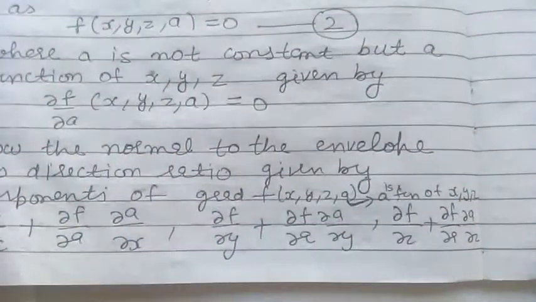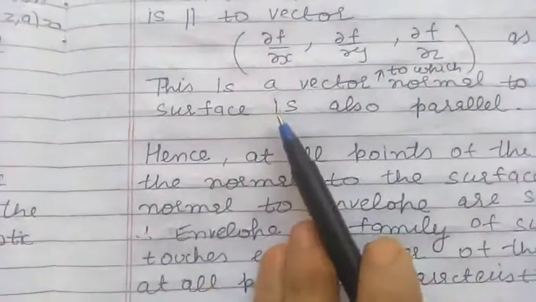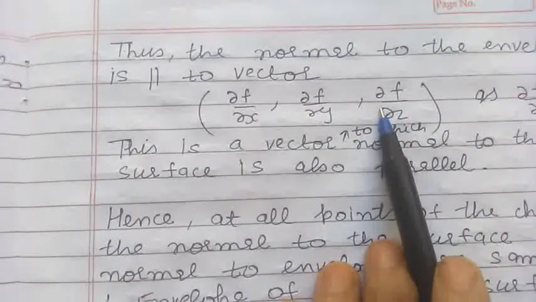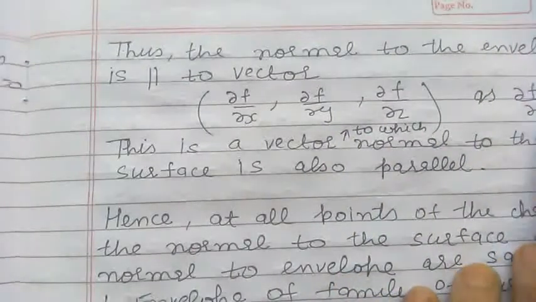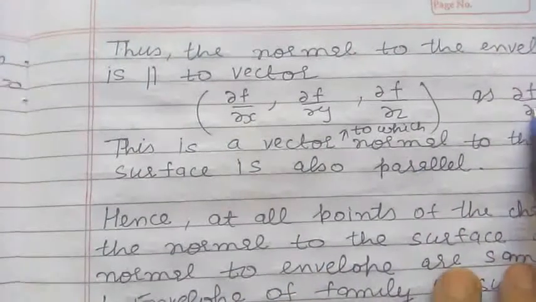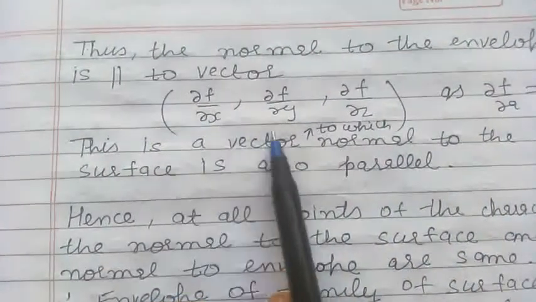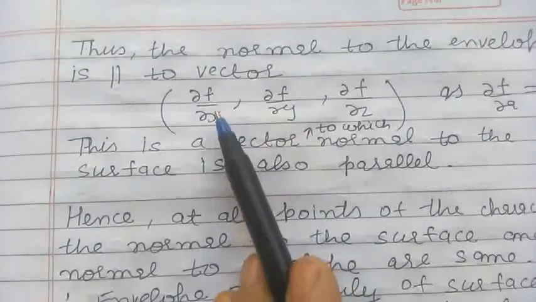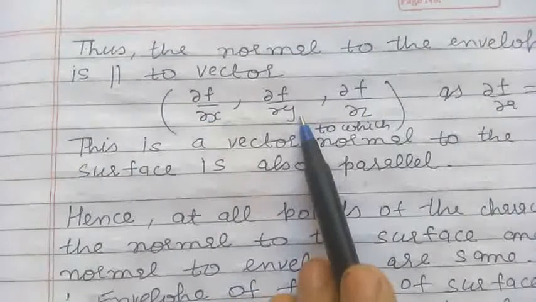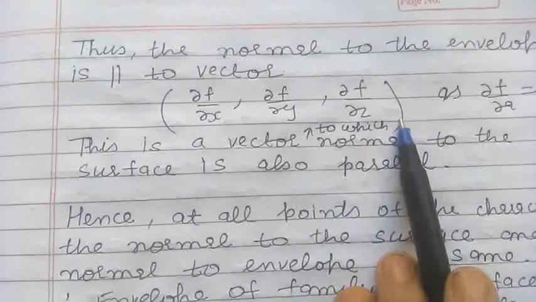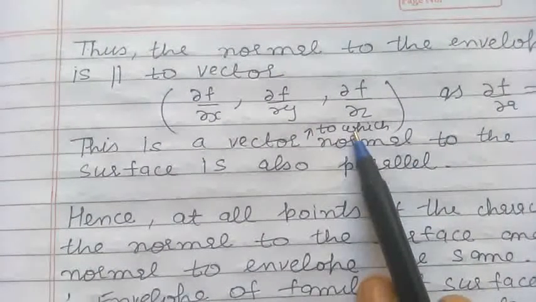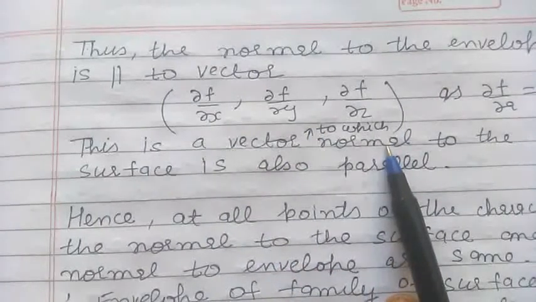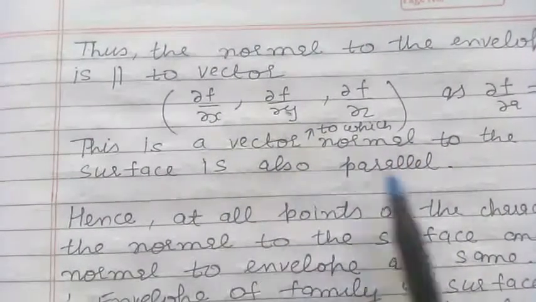Now thus the normal to the envelope is parallel to this vector, because from the third equation we have ∂f/∂a is equal to 0. So if we substitute ∂f/∂a equal to 0 in these direction ratios of the normal to the envelope, these reduce to ∂f/∂x, ∂f/∂y and ∂f/∂z.